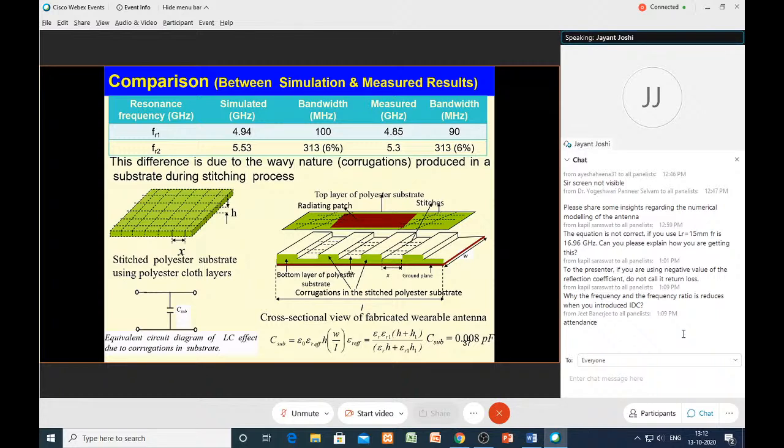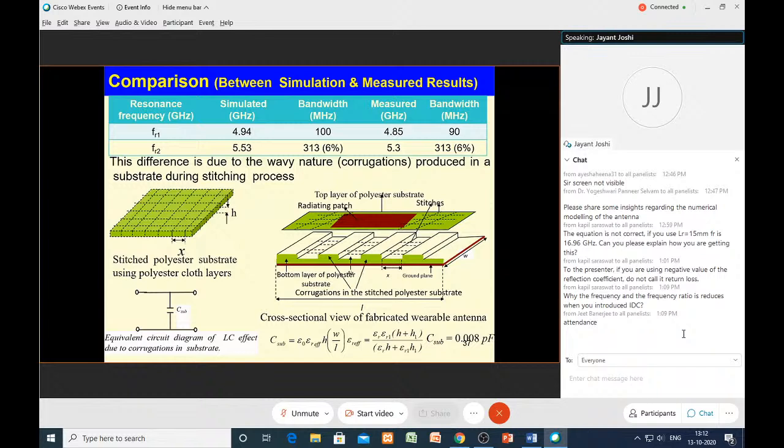So the C substrate, I have shown it. Now this C substrate capacitance gets added into my equivalent circuit, and the frequency is shifted. So we have to be careful that the stitches should be very close to each other so that the air should not interfere. So this is the observation, because we got this deviation.